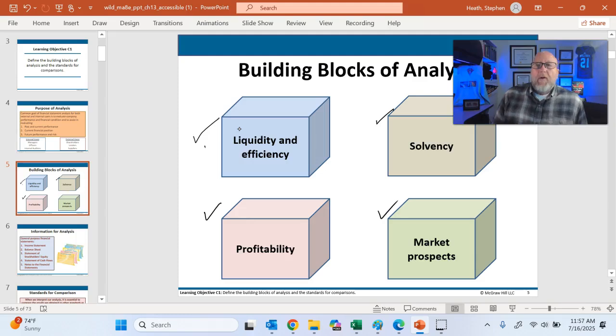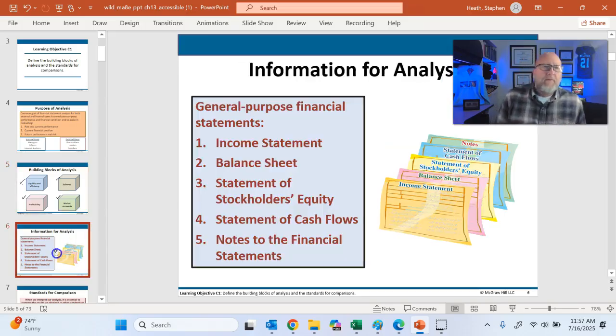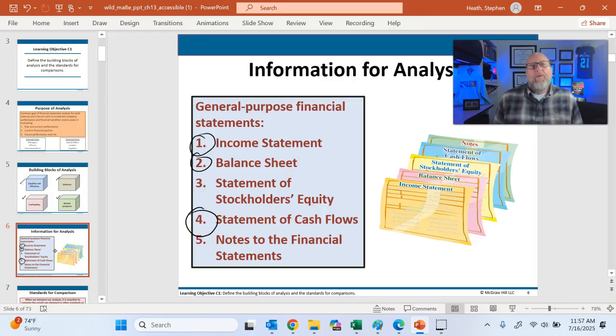And then we're going to look at market prospects, right? And again, that gets to what does the future entail for us? We are going to look at income statements, balance sheets, and statements of cash flows. My sense is that these are the three primary financial statements.